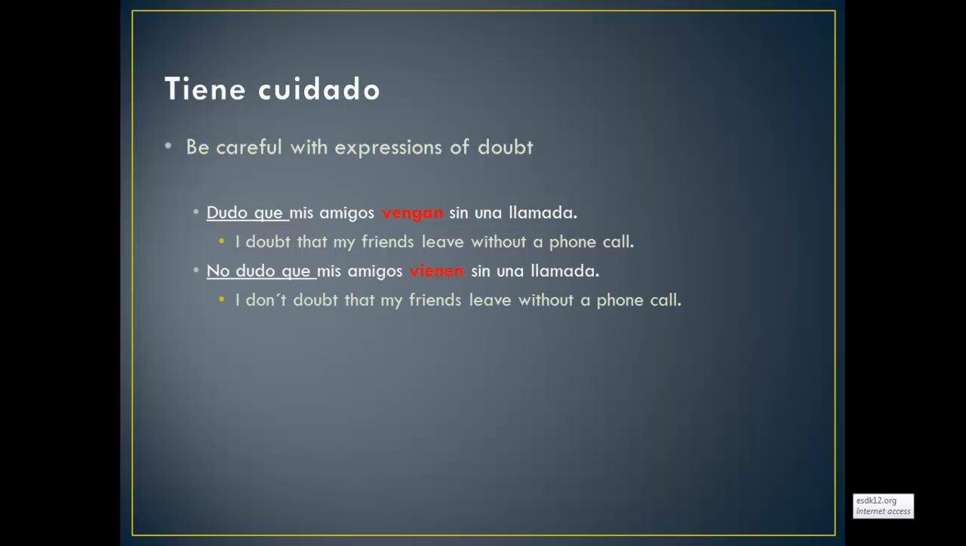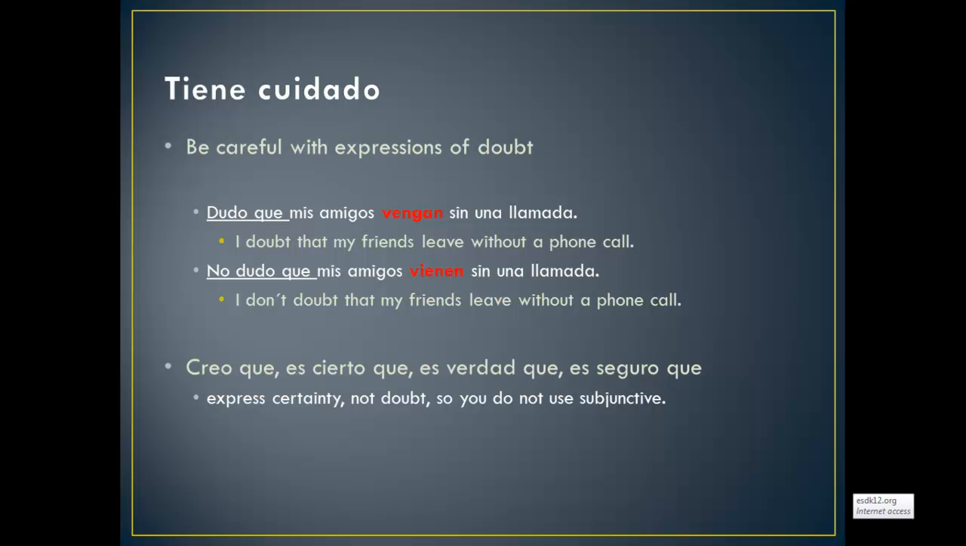Now, if I flip that around and I say I don't doubt it, that means I'm certain. So there is no doubt, and therefore there is no subjunctive. So you would say no dudo que mis amigos vienen sin una llamada. So even though there's a change in subject, there's no doubt. I am certain that they are going to call before they come over. So no subjunctive.